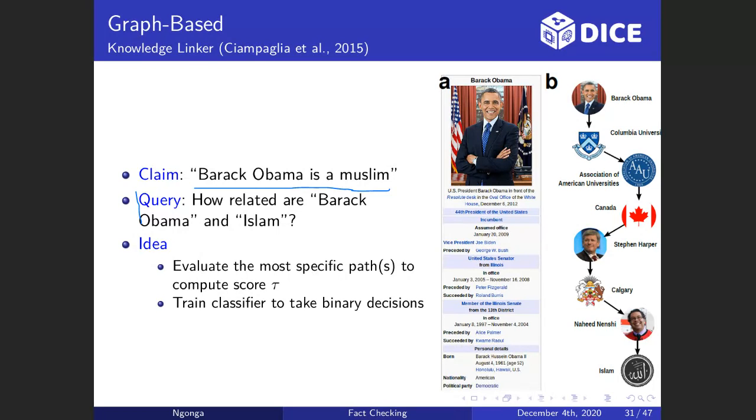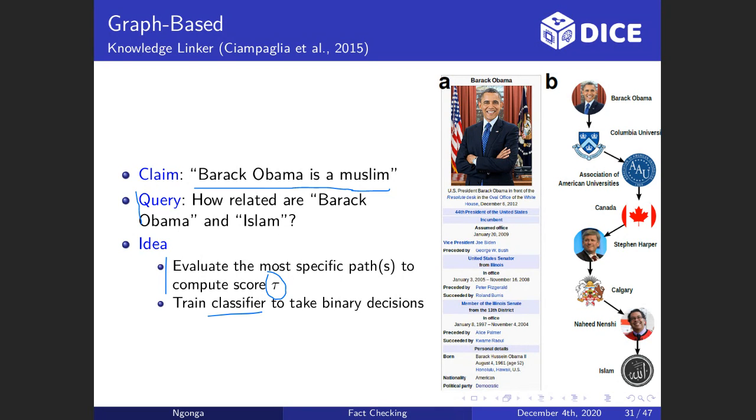And what you can do is you can evaluate the most specific paths between resources to compute the score, a score tau, and then train a classifier to take binary decisions based on that scoring function.